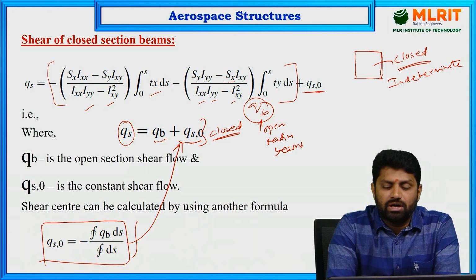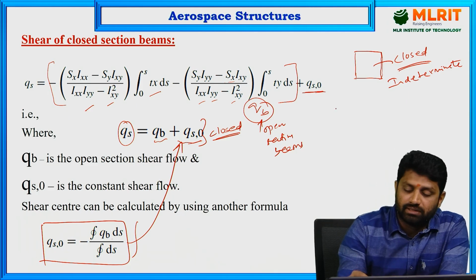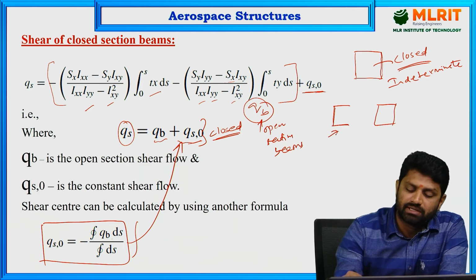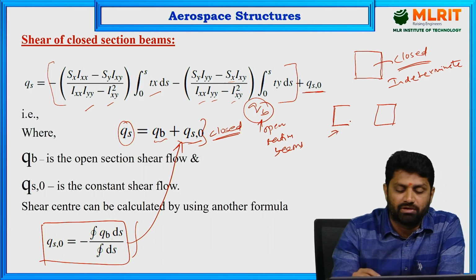You have to understand that there are two problems in this: one is the open section problem and the other is the closed section problem. If you have an open section problem, directly you can put it in the formula for open section beams qb, and you can find the shear flow distribution straight away. But here, as we discussed, the closed section is an indeterminate structure.